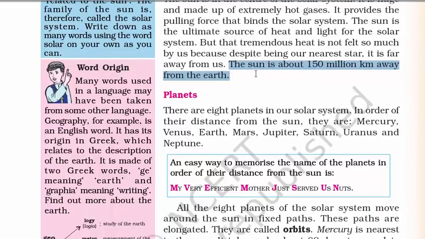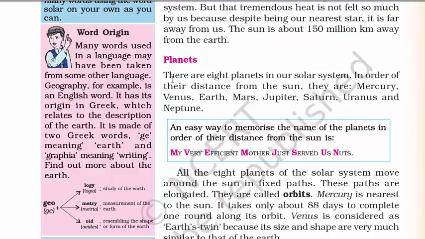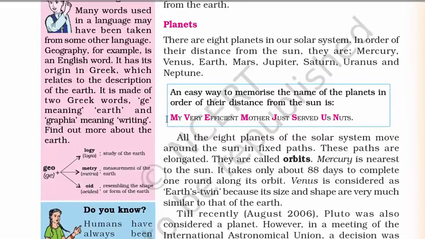Okay. Next, coming to planets. There are 8 planets. Yes, there are 8 planets. There used to be 9. Pluto is gone. In case you didn't know that, Pluto is gone. So how do we remember them? There is a mnemonic. My very efficient mother just serves nuts.